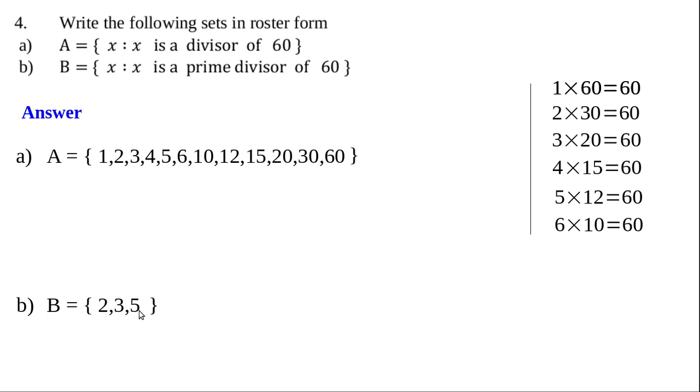Okay. If the question is B equals the set of x such that x is a prime divisor of 60, then without finding all the divisors, we can write this. How? Just factorize like this: 60, 2, 30, 2, 15, then 3, 5. 60 can be written as 2 into 2 into 3 into 5. It means that the prime factors of 60 are 2, 3 and 5. Without writing all the factors of 60, we can find the prime factors in this easy manner. Clear? Write into your notebook.